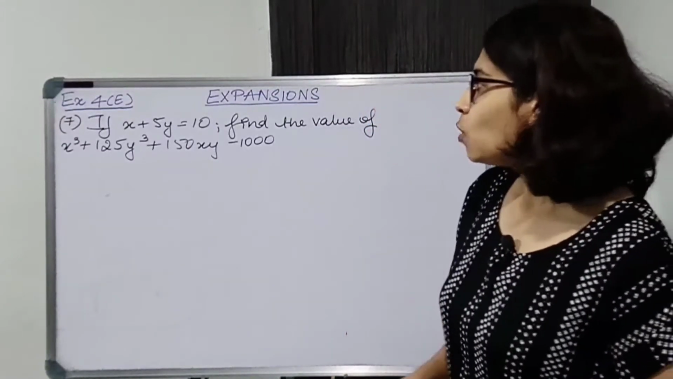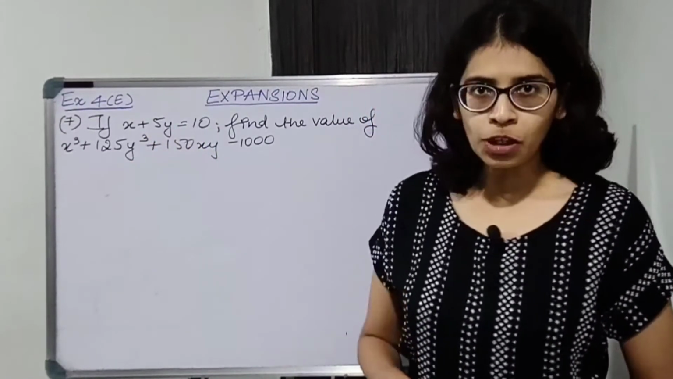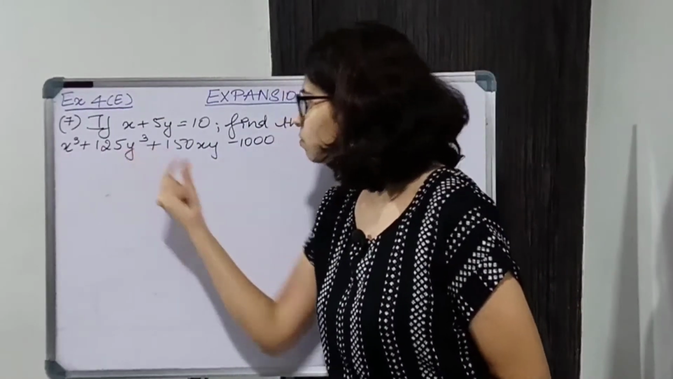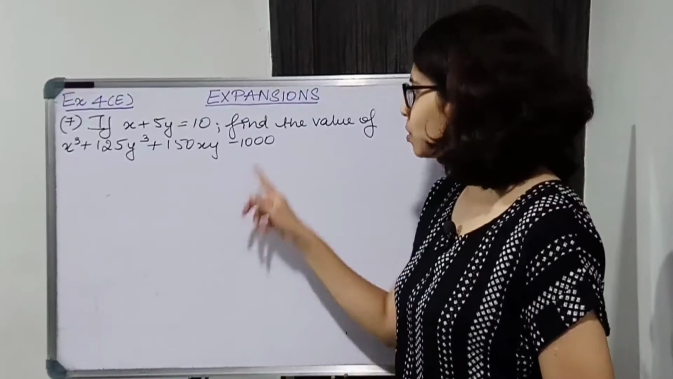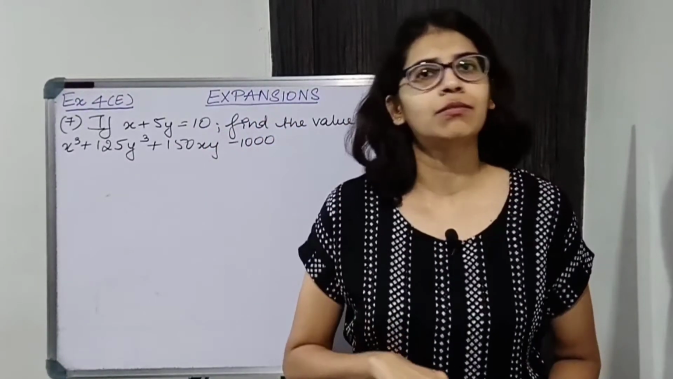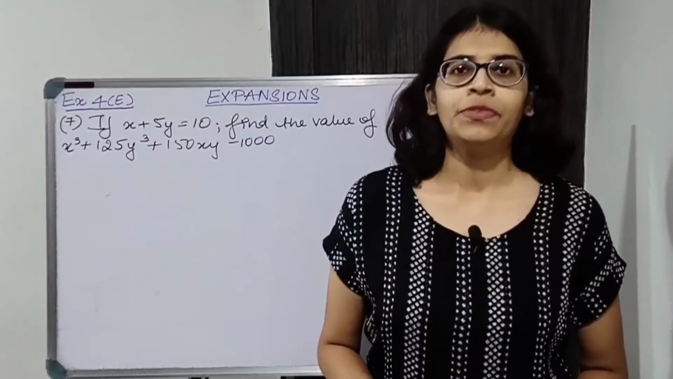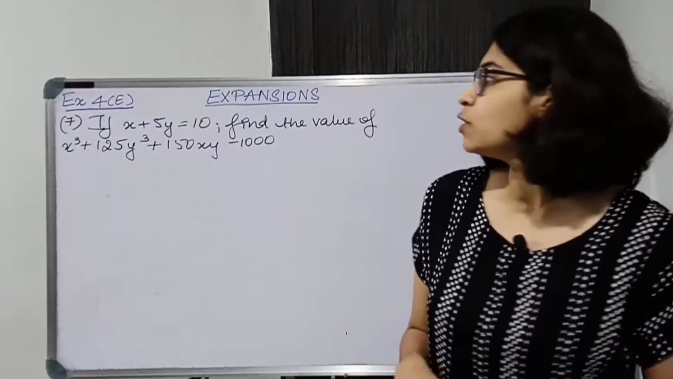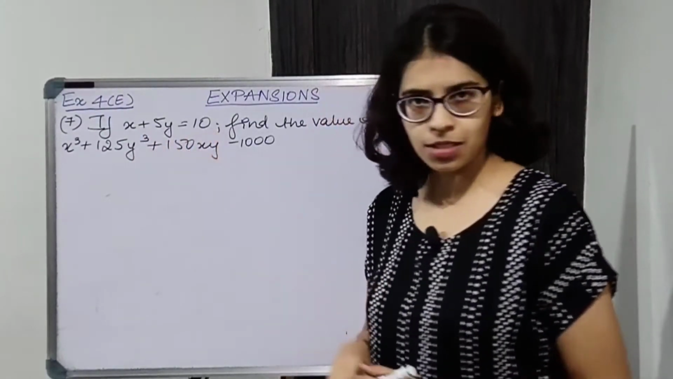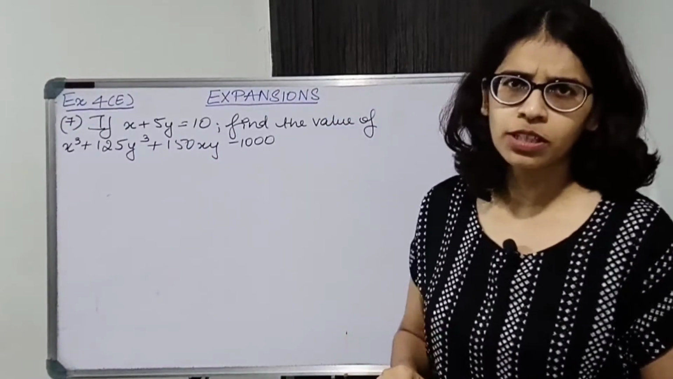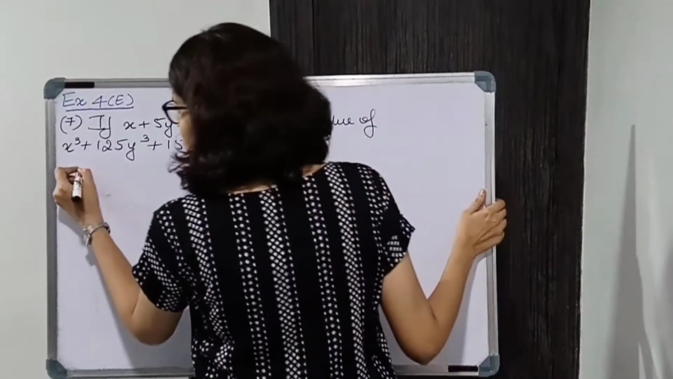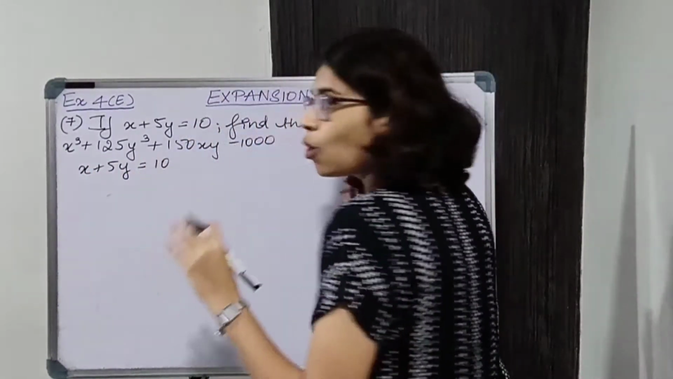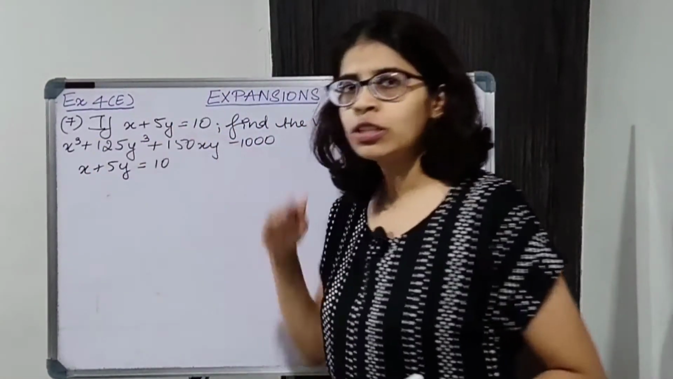Okay, you are given x plus 5y equal to 10, and in the find part there is a cube, and if you notice, 1000 is the cube of 10. Okay, so what we'll do, in the first method we are using the property, so we'll consider this given. Okay, so always first write down the given. Now x plus 5y is equal to 10. What I'll do is I'll shift 10 on the other side.